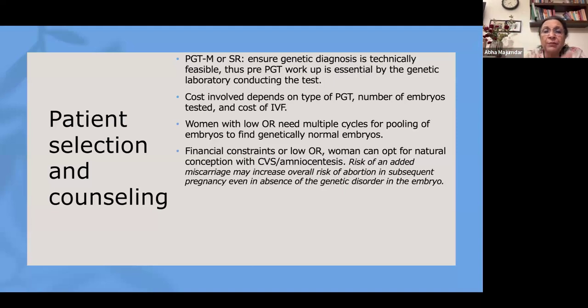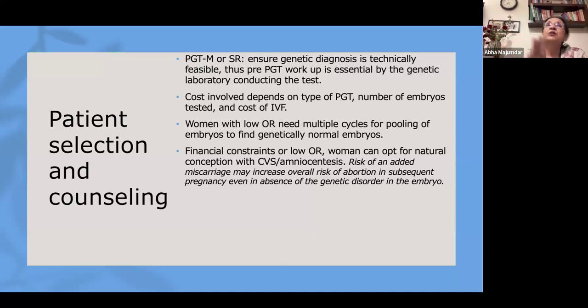The risk of an added miscarriage may increase the overall risk of abortion in subsequent pregnancy, even in the absence of a genetic disorder in the embryo. We know that up to 2 pregnancy losses, the risk of abortion stays about 18 to 20%. The moment there are 3 losses, it goes up to 30-35%, and after 4 losses, it is more than 40%. So as the number of abortions goes up, the uterus itself gets so scarred that it leads to an abortion of a normal child also. So we have to prevent that from happening.